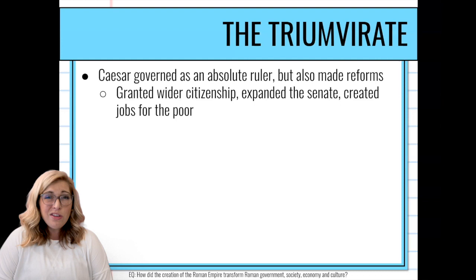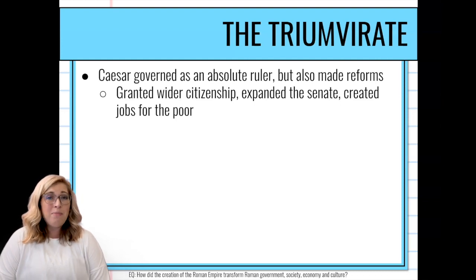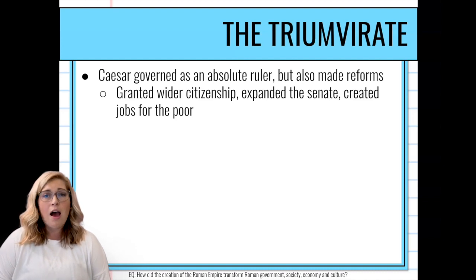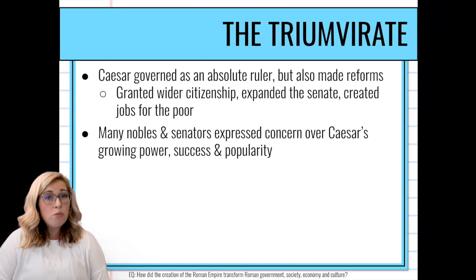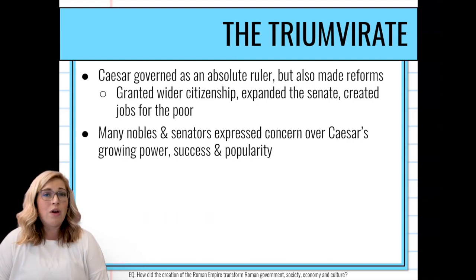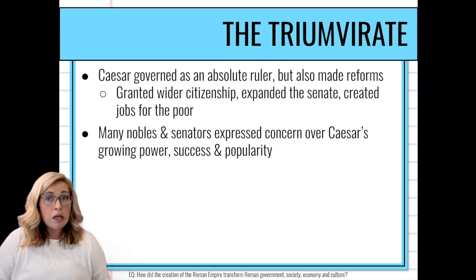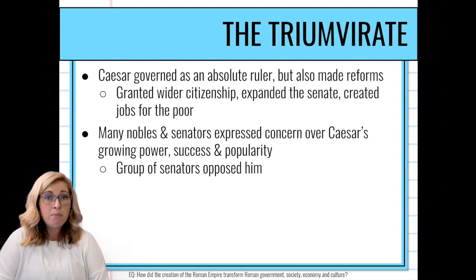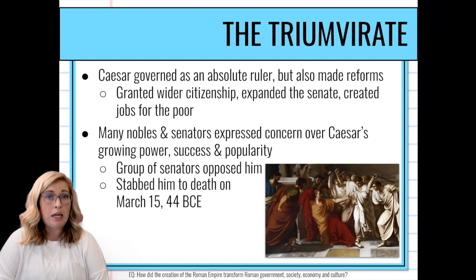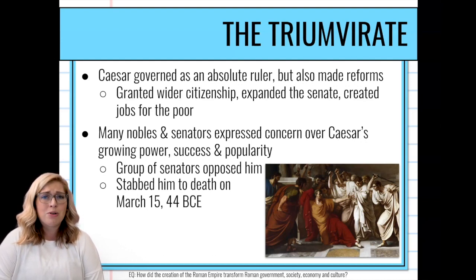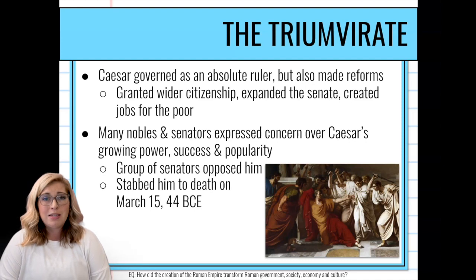However, even though in 44 BCE he's named dictator for life, there was growing distrust. A lot of the higher ups, the nobles, members of the Senate, feared that he was getting too much power, he was too successful, and he was too popular. So, a group of senators that opposed him murdered him on the Senate floor. They literally stabbed him to death, I think 23 times. March 15th, 44 BCE. March 15th becomes known as the Ides of March. That's when he's assassinated.